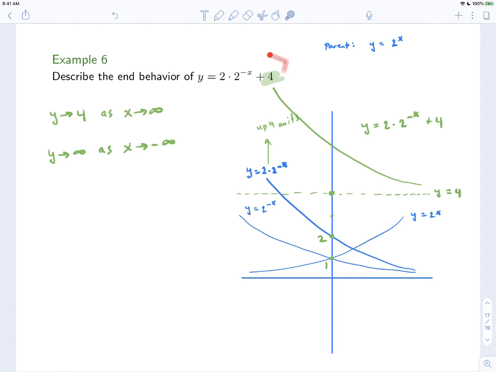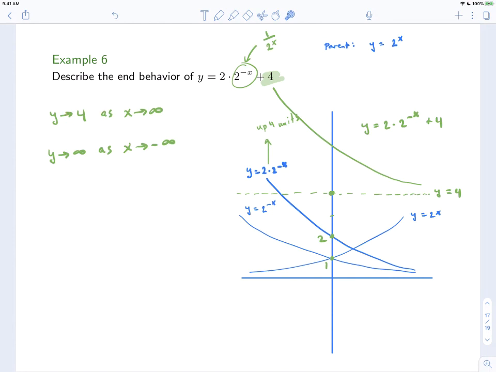Once again, you could just look at this. You don't really need to look at the graph. As x moves further to the right, and x becomes increasingly large, this is 2 to the negative x. So this term right here, that's 1 over 2 to the x. So as x gets larger and larger, this 1 over 2 to the x is becoming smaller and smaller. It's going to 0. So as x moves to the right, this term goes to 0. Multiply it by 2, it still goes to 0, and you add 4. So that's why as x goes to the right, you end up with 4.